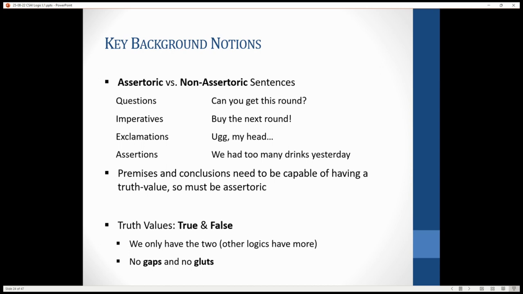Right? Same thing with exclamations. All of these don't seem to say the kinds of things that can be true or false. We're only after assertions. That's all we're going to focus on. In some sense, this is really just to simplify things for ourselves. We can eventually develop logics that accommodate these notions, these parts of speech. But for now, we're just going to focus on assertoric sentences. That's all we're going to deal with in this course.